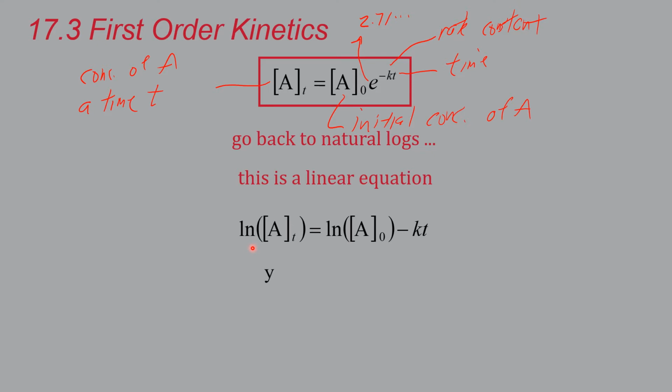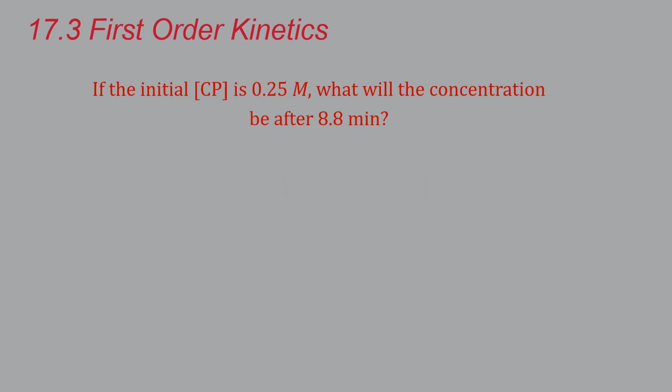All right, and just to show you it's a linear equation, so you've got here y, and then the intercept is going to be the natural log of A at time 0. The slope is the opposite of the rate constant. That's usually how you determine the rate constant. And then the independent variable is just going to be time, usually.